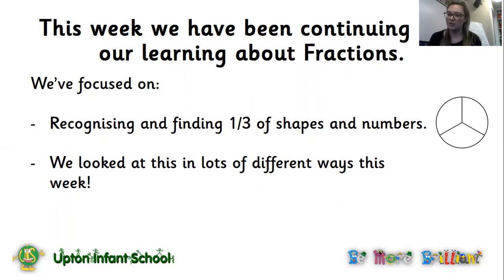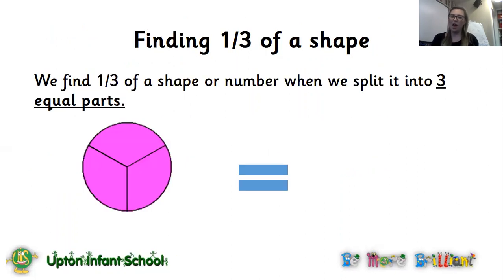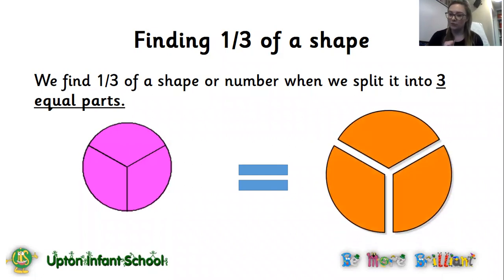And we've looked at it in lots of different ways, and I'm going to show you those ways in just a second. At the start of the week, we focused on finding a third of a number, and that's when we split it into 3 equal parts. They have to be equal, otherwise it can't show me that fraction that I need. So there's a circle, and this is how it looks if I shared it between me and 2 other friends. We would get that size part each, because they are all equal, and that's the main thing.